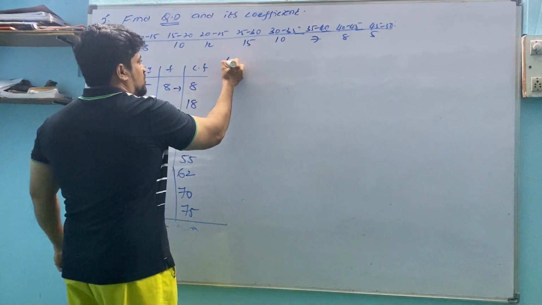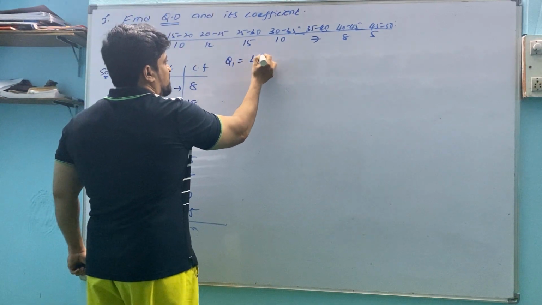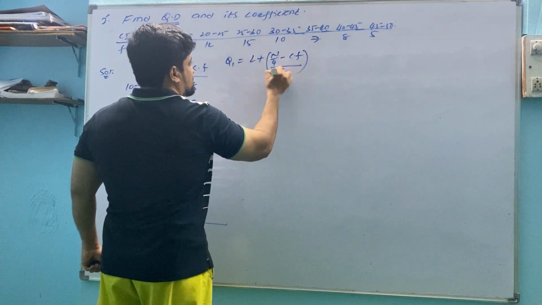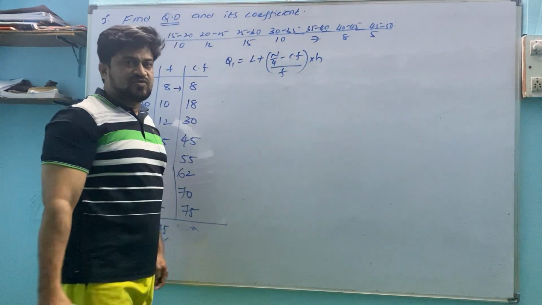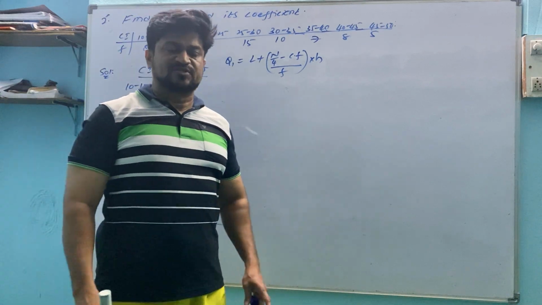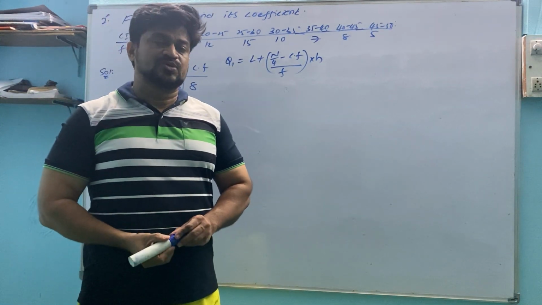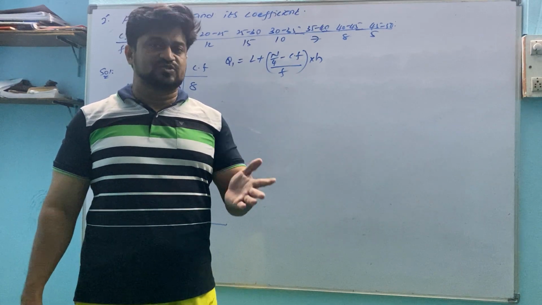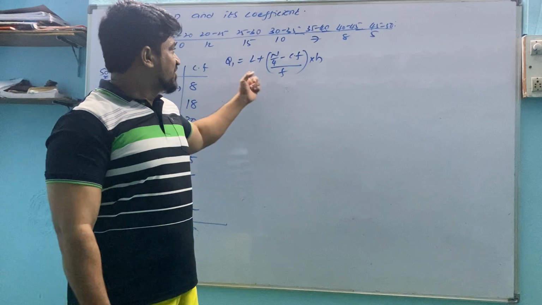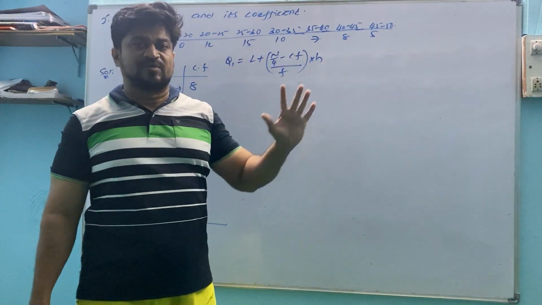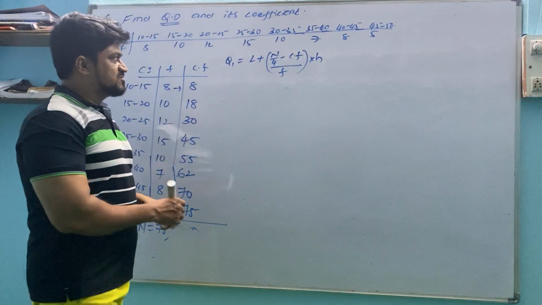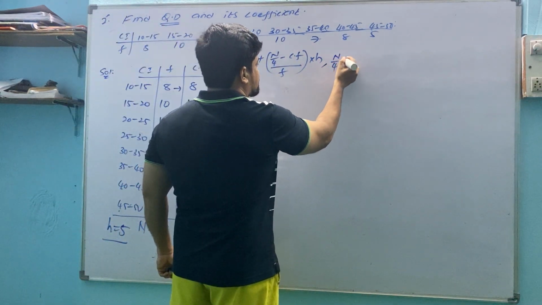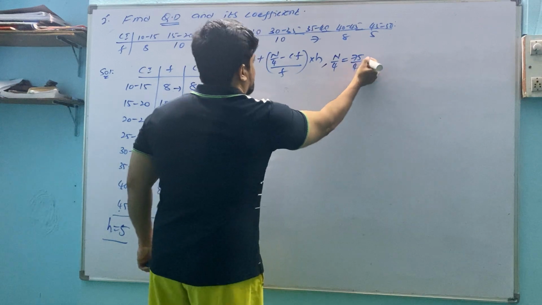Then Q1 is L plus n by 4 minus Cf by small f into h. Why am I not writing Q1 equals size of n plus 1 by 4th observation? Because that formula is used when we are finding quartile 1, that means lower quartile, for individual series or for discrete series. For continuous series, Q1 has one formula like the median, and the same process of the median is followed. You have to calculate n by 4 here. 75 by 4.